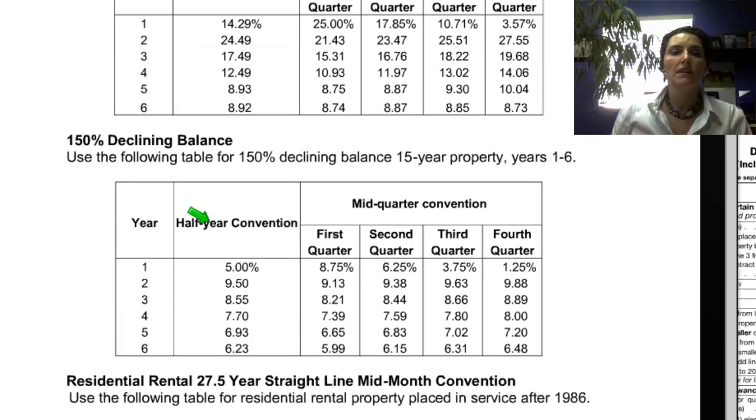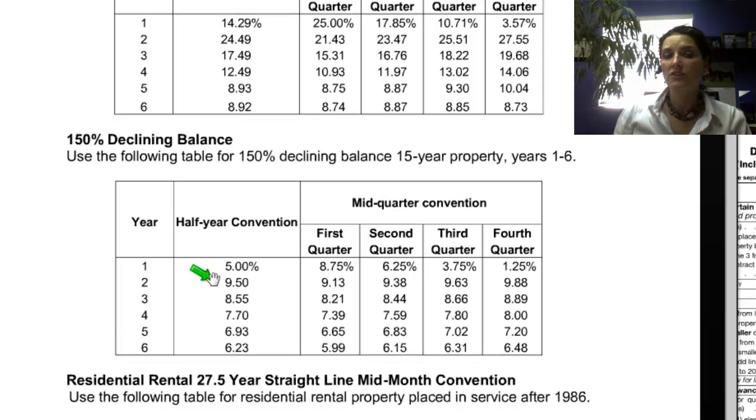Of course, the percentage tables are smaller numbers because the life of the asset is longer. Then we have a table for 150% declining balance, and we use this table for 15-year property. Again, the table only goes through year 6, but you would need to go all the way to essentially 16 years to fully depreciate 15-year property. You can see that in the first year we have 5%, and then in the second year 9.5%, third year 8.55, and so forth, and it keeps dropping off.